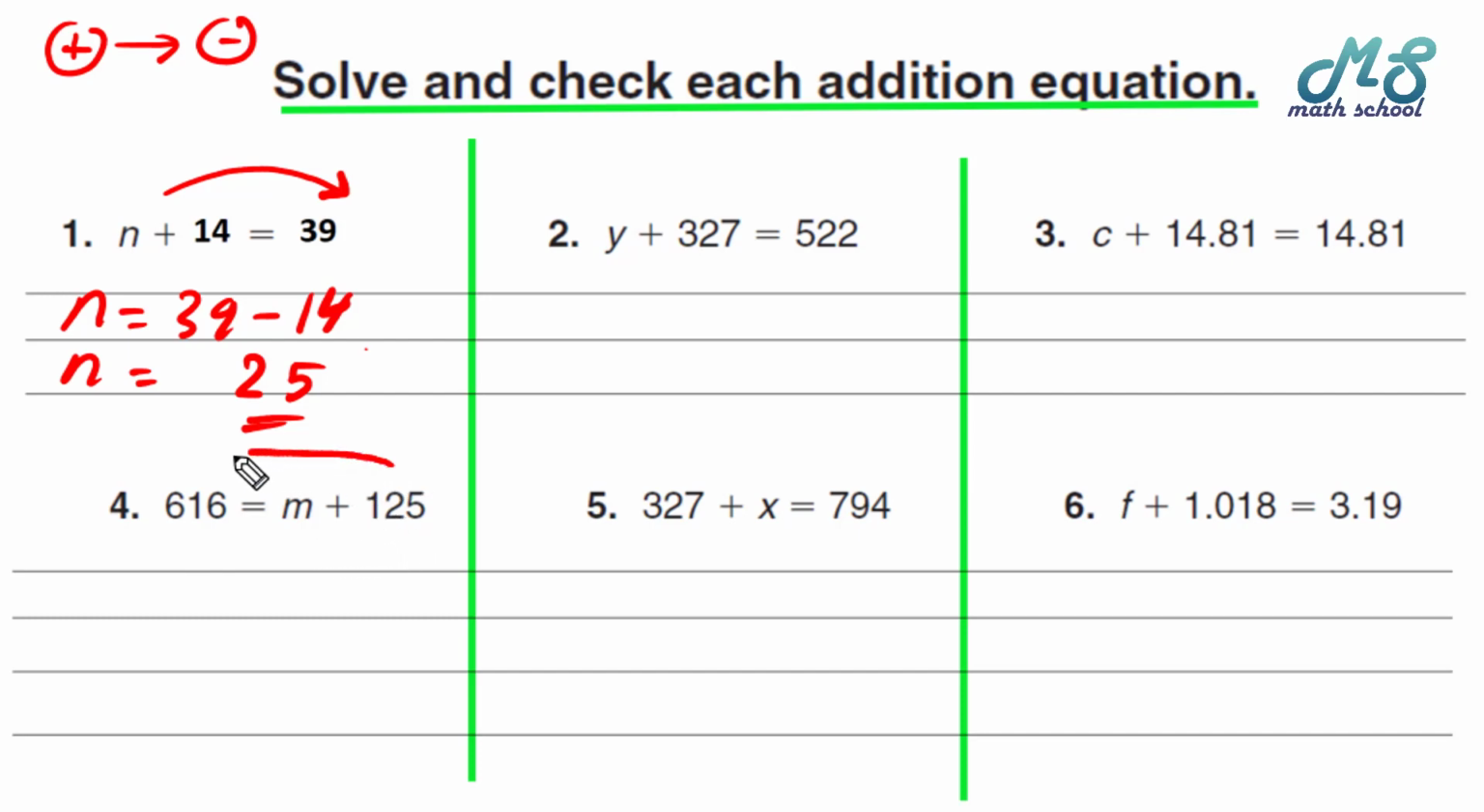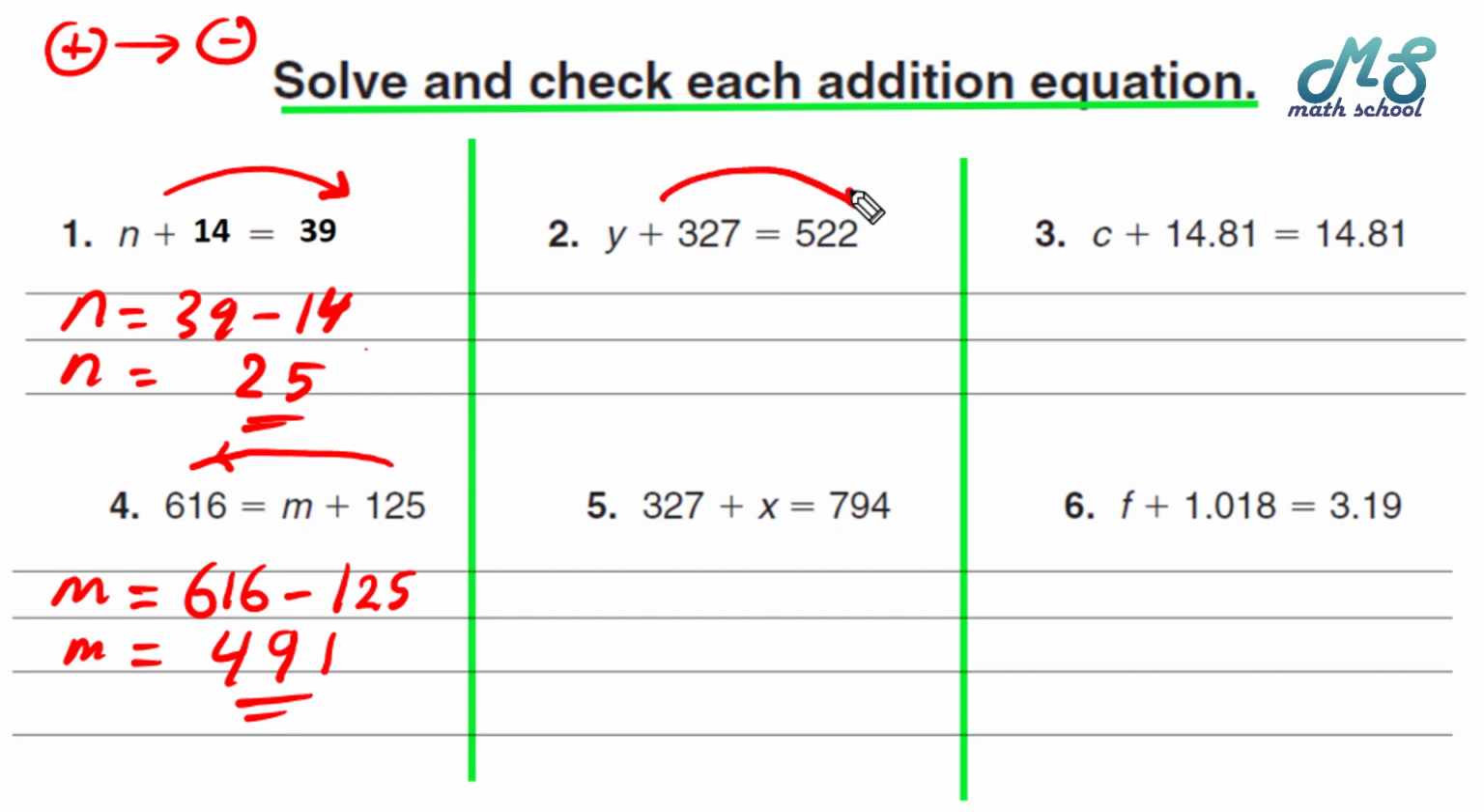To find the value of m, just move 125 to the other side to be subtracted. Now we can write that m is equal to 616 minus 125. We can subtract it to find the value of m. 6 minus 5 equals 1. 1 minus 2, it doesn't work. You have to regroup. It will be 11 minus 2 equals 9. 5 minus 1 equals 4. So we get 491.